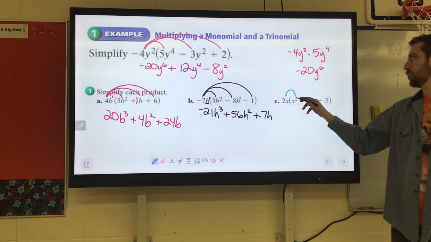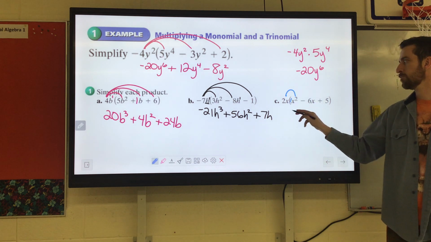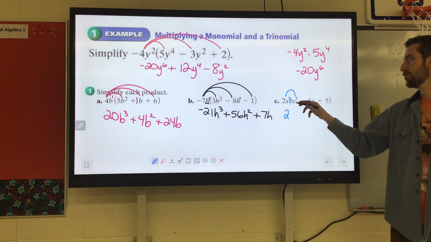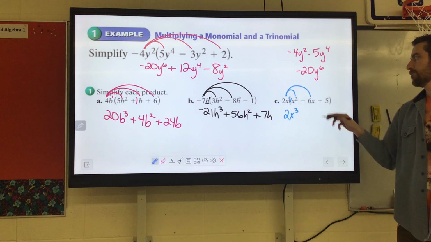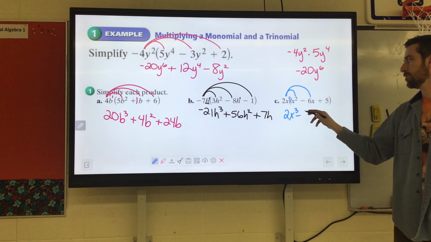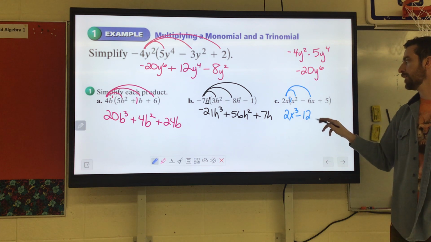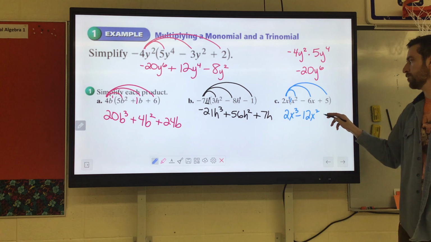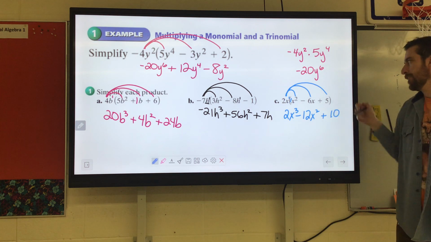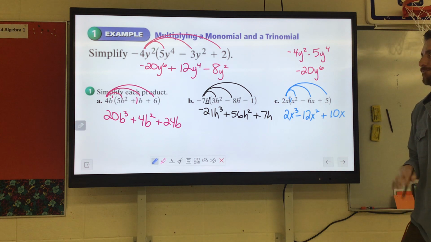Last one, 2x times 1, x to the second. 2 times 1 is 2. X to the first times x to the second is x to the third. 2 times negative 6 is negative 12. X times x is x squared. 2 times 5 is 10, and we just have the x, so 10x.